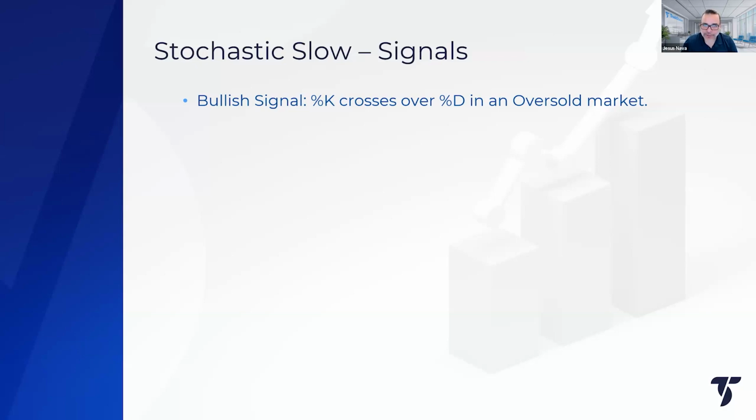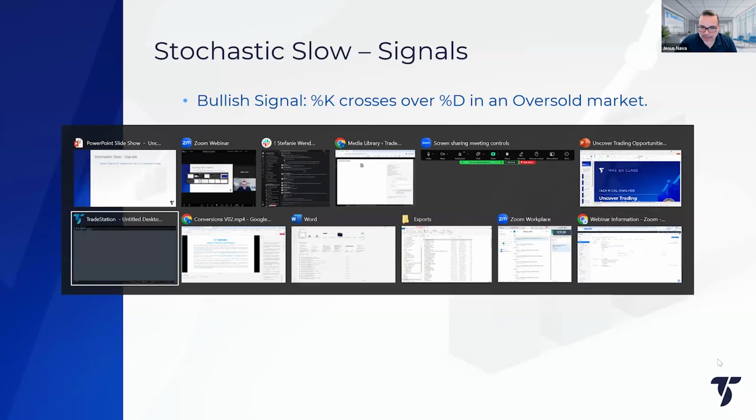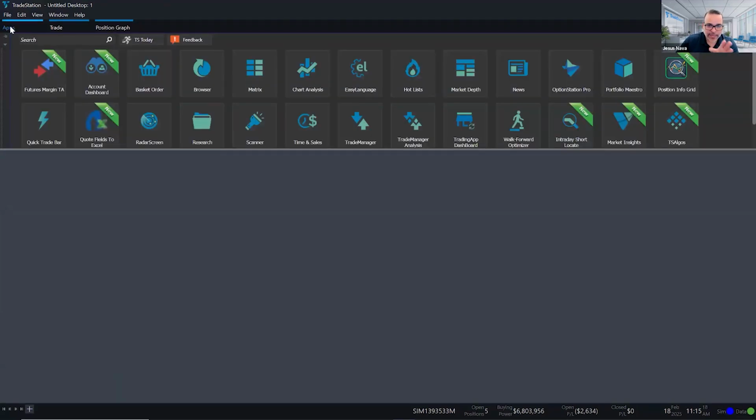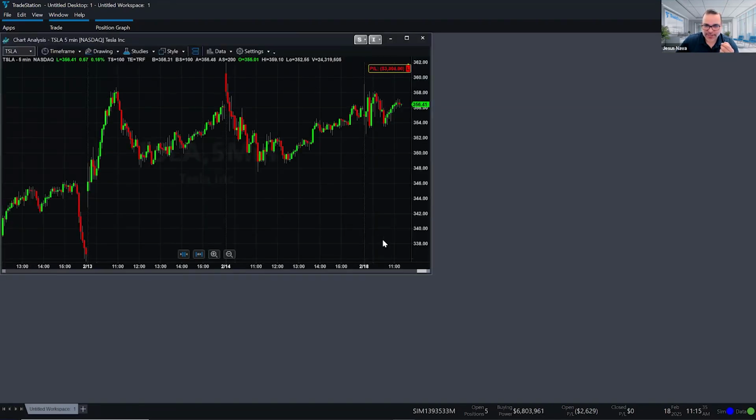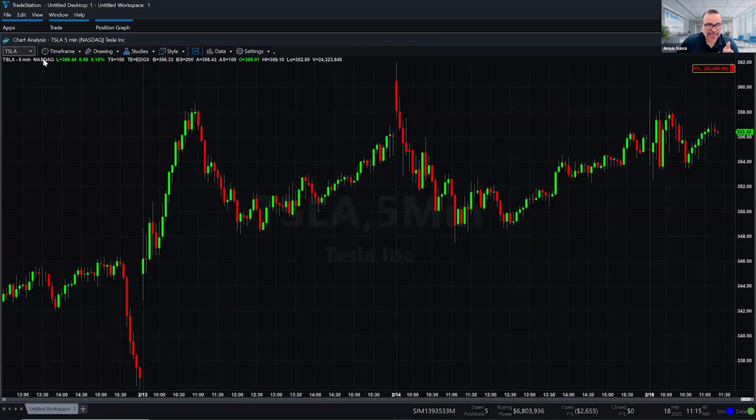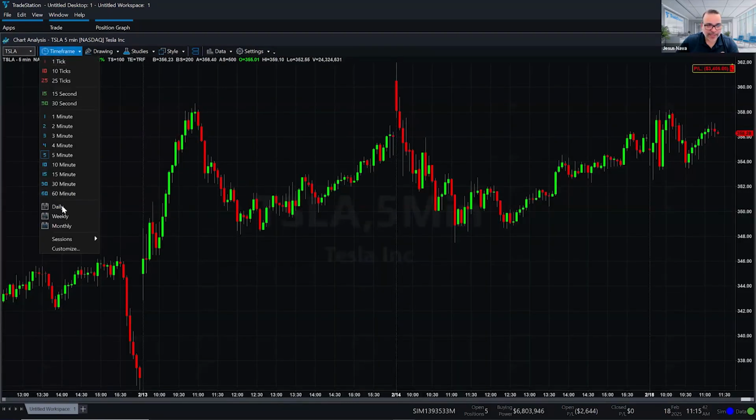Let me go over here to a TradeStation chart because I want you guys to get a visual of what the indicator looks like and what type of crossover we're looking for to establish this bullish signal. So I'm going to start off here with a chart analysis window. It doesn't really matter what symbol pulls up. I can use whatever it is. This is Tesla. Let me go ahead and resize this. And for this example, let's make the time frame a daily chart.